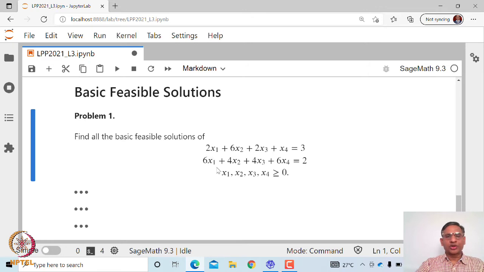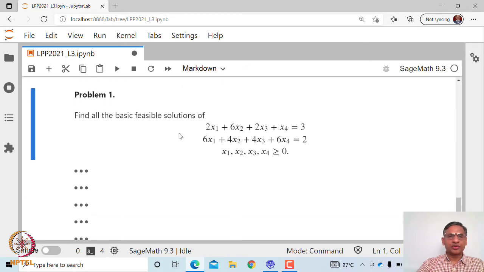Now A is going to be a 2 cross 4 matrix, and it is easy to check that this matrix A has rank 2. So this is a full rank matrix. Now you have to choose some two columns which are linearly independent, and then call that AB, and then find AB inverse times B. In case all those components are non-negative, then we will append the other two coordinates as 0, and that will give me the basic feasible solution.